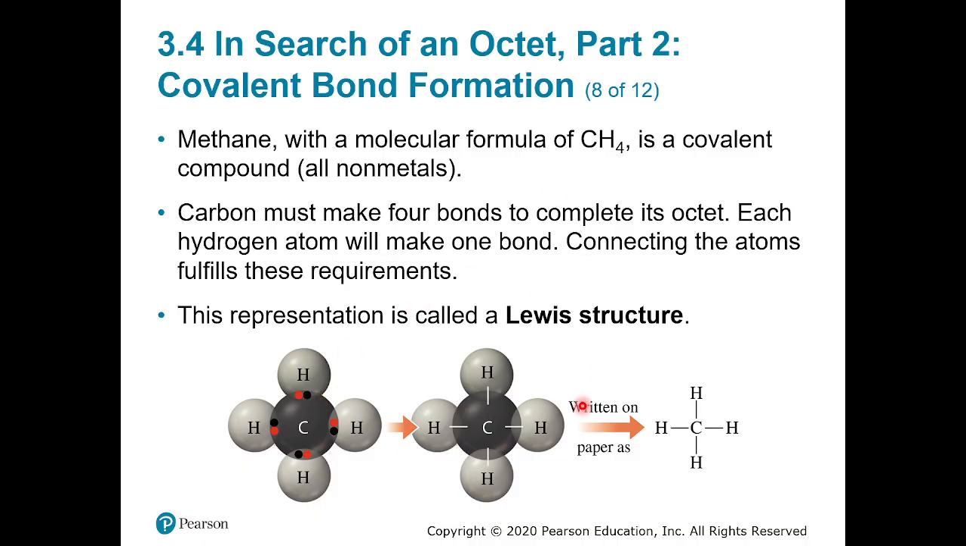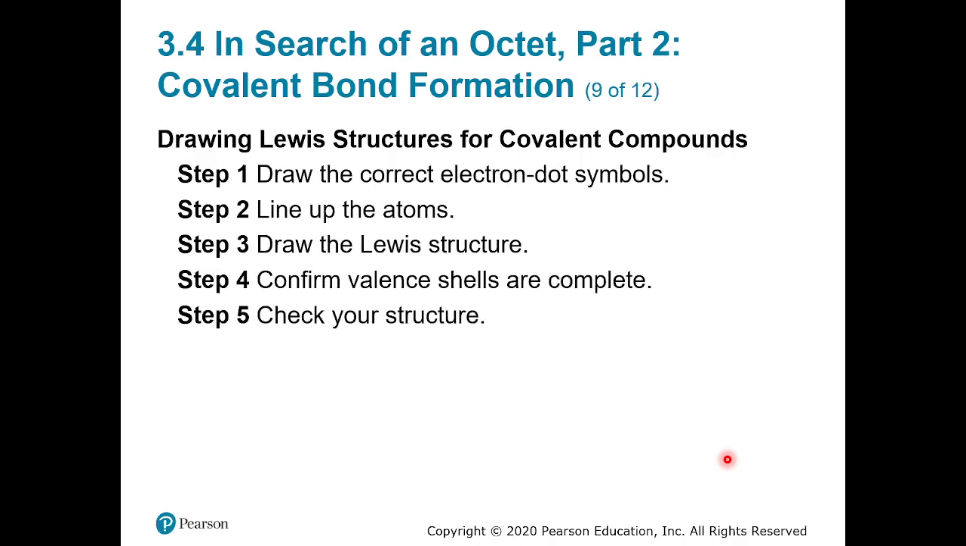Notice that this is all nonmetals, so it's a covalent compound. Again, the hydrogens each have to make 1 bond to the carbon. And so that gives each of the 4 hydrogens 1 bond around. Again, that is the Lewis structure right there. Next time I'm going to start up on drawing out Lewis structures. If you want to get ahead of it, I have a series of videos that take you through it on the YouTube channel.